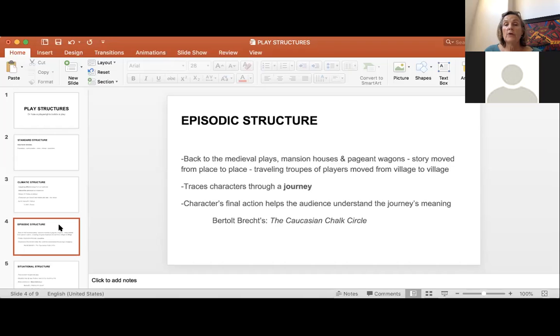and then they end in hell around the town square, or because the pageant wagons are also arranged that way, that's how the story moves from place to place, and also can move from time to time, because the actor, as the character in the narrative, actually moves physically from one place to the next. The character's final action helps the audience understand the journey's meaning. So that would be the case with the medieval plays when they were really trying to get to heaven and have a better life on earth, or also in the case of The Caucasian Chalk Circle by Bertolt Brecht. And he is primarily the modern implementer of episodic structure.